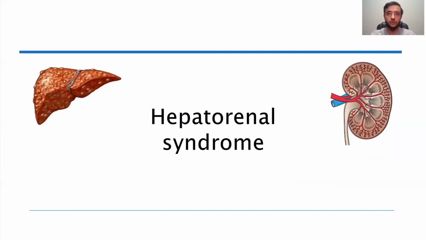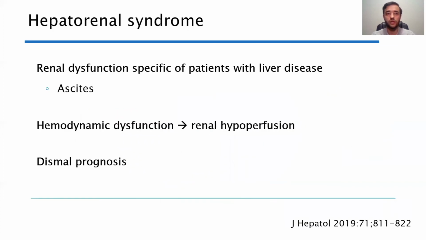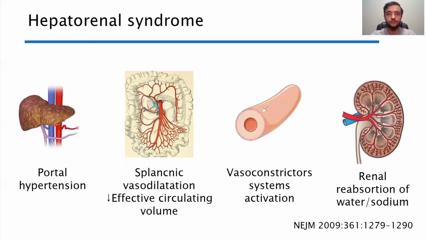Let's talk about hepatorenal syndrome. Hepatorenal syndrome is a renal dysfunction specific to patients with liver disease, especially patients with cirrhosis. They should have ascites so that we can think about hepatorenal syndrome. We will understand that further. HRS, hepatorenal syndrome, is caused by a hemodynamic dysfunction, which is typical of patients with advanced cirrhosis, and that leads to renal hypoperfusion. And unfortunately, these patients have a very dismal prognosis.